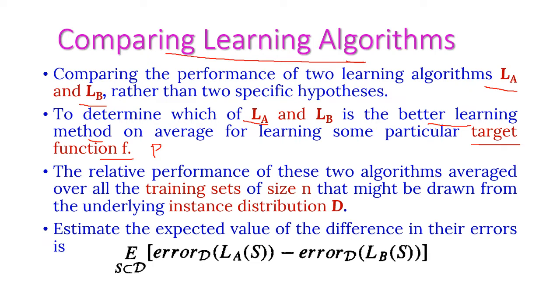Here the relative performance of these two algorithms will be averaged over the training data set. The training data set is nothing but a sample of size n, that might be drawn from the underlying instance distribution D. This is nothing but the overall population.